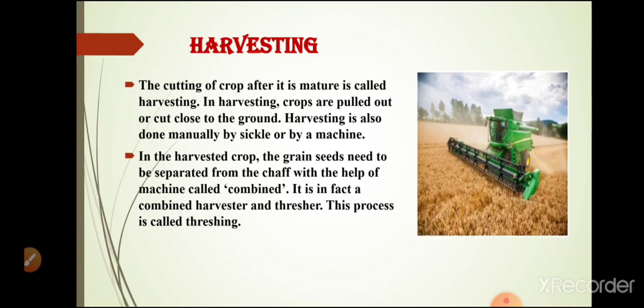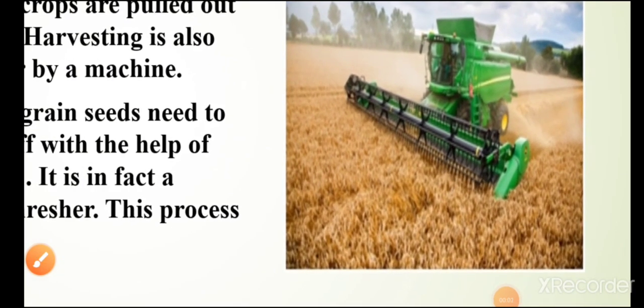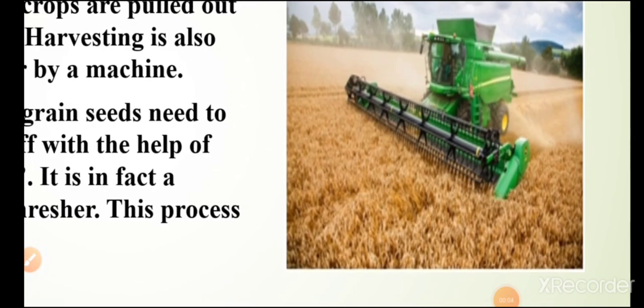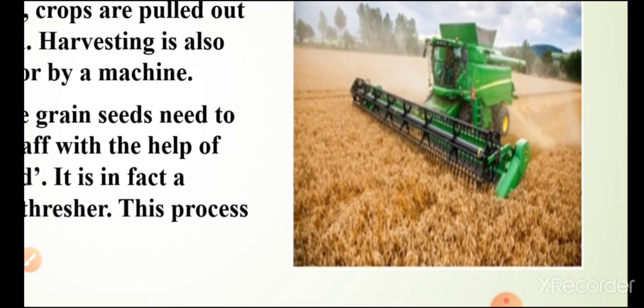So the process of separating the grains from the chaff with the help of wind is called winnowing. About winnowing and threshing you already studied in lower classes. Now students, you can see here this is a thresher or combine. So by using this thresher or combine, threshing can be done by the farmers.